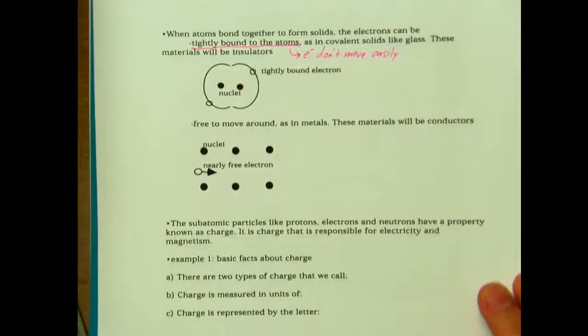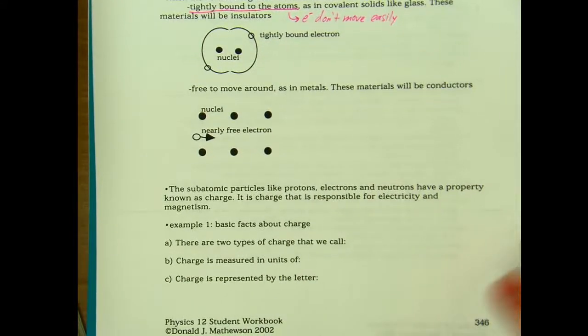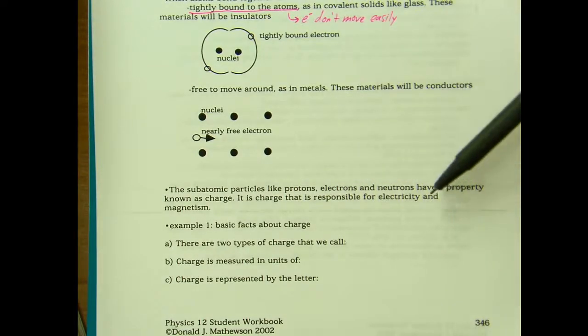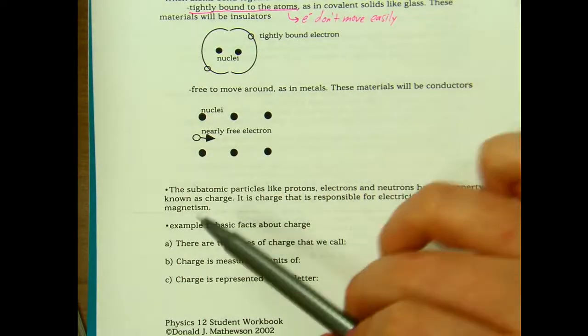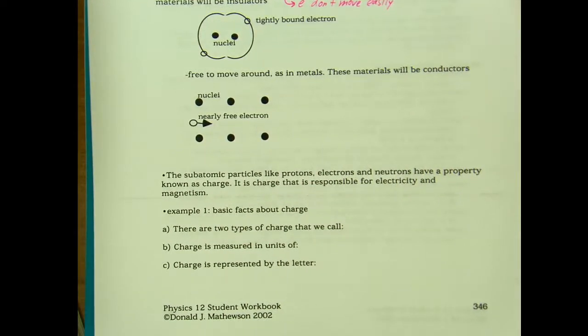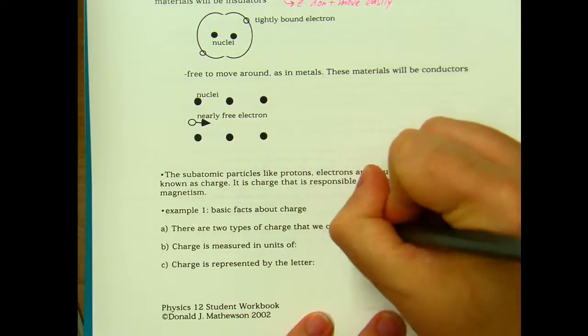So subatomic particles like protons, neutrons, and electrons have a property known as charge. You are aware of this already. It is charge that is responsible for electricity and magnetism. Magnetism we won't get to, unfortunately. But believe it or not, it's the charge on these atoms that is responsible for magnetism, which is pretty cool. There are 2 types of charge. We call one positive, we call the other negative.